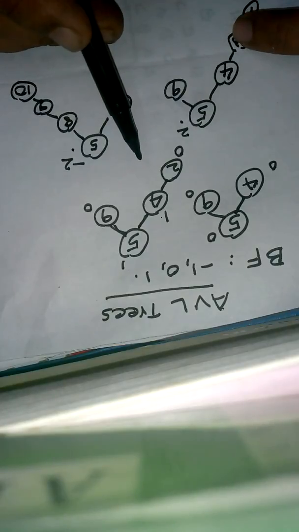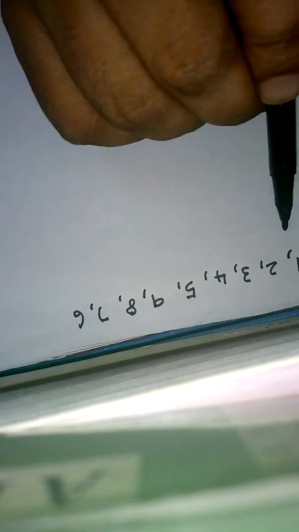So when we have a node that compromises the balancing factor, how are we going to reorganize the nodes in the tree so that the AVL tree property is met? So this is going to be the topic. So let us start creating an AVL tree for the given set of values 1, 2, 3, 4, 5, 9, 8, 7 and 6.